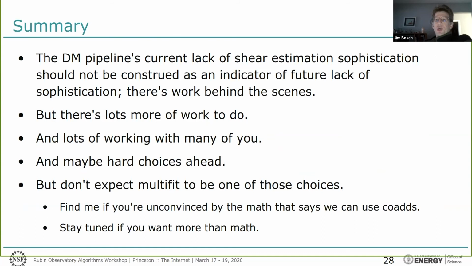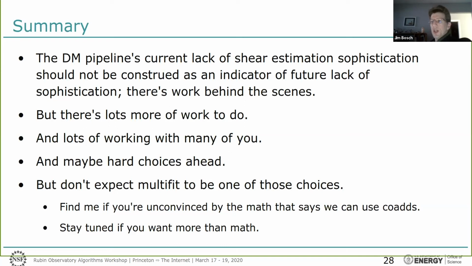All right, so where does that leave us? I think first off, I'd say the lack of shear estimation sophistication in our current pipelines should not be taken as an indicator of a future lack of sophistication. There's a lot of work going on behind the scenes that has not made it into the master branch of the code that we run every day, including work by us. But there's a lot more work to do. And a lot of that involves working with many of you in the audience. And I think it may involve some hard choices.